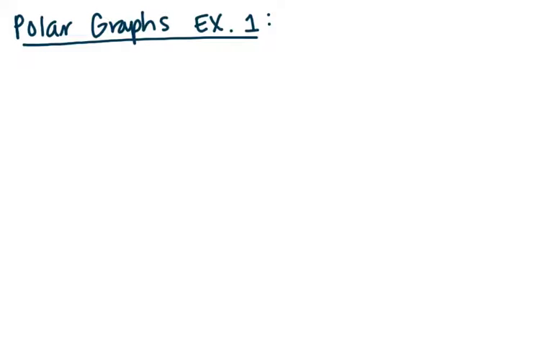All right, so in our first polar graph, we're going to take a look at the equation r equals 4 sine theta. And to do that, we're going to first take a look at our rectangular version of this, which is y equals 4 sine theta. Okay, so we're going to set up our axes for both of these.